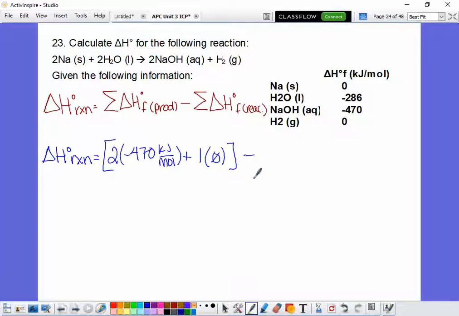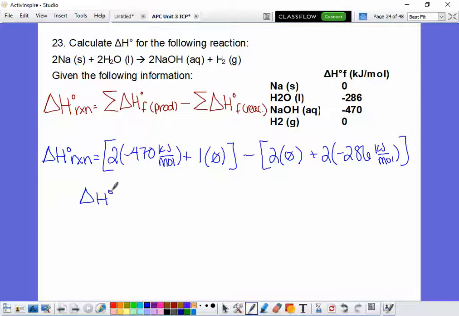Minus, always products minus reactants, the sum of the reactants. So we have 2 sodiums. What is sodium's delta HF? 0. Plus, we have 2 waters in the liquid state. What is water? Negative 286 kilojoules per mole. Gaseous water has a different delta HF value. So now if you're just going to do the math, really you're just doing 2 times negative 470 and 2 times negative 286 and finding the difference.